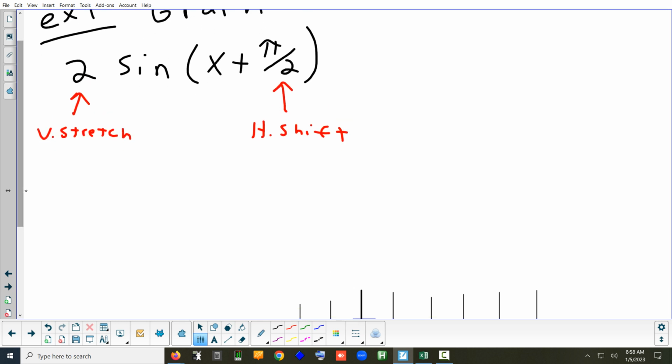So what we're going to do, let's start out by doing this problem just like the 2 wasn't there. Okay. Let's just do sine of x plus pi over 2 first, and then we'll deal with the vertical stretch after.